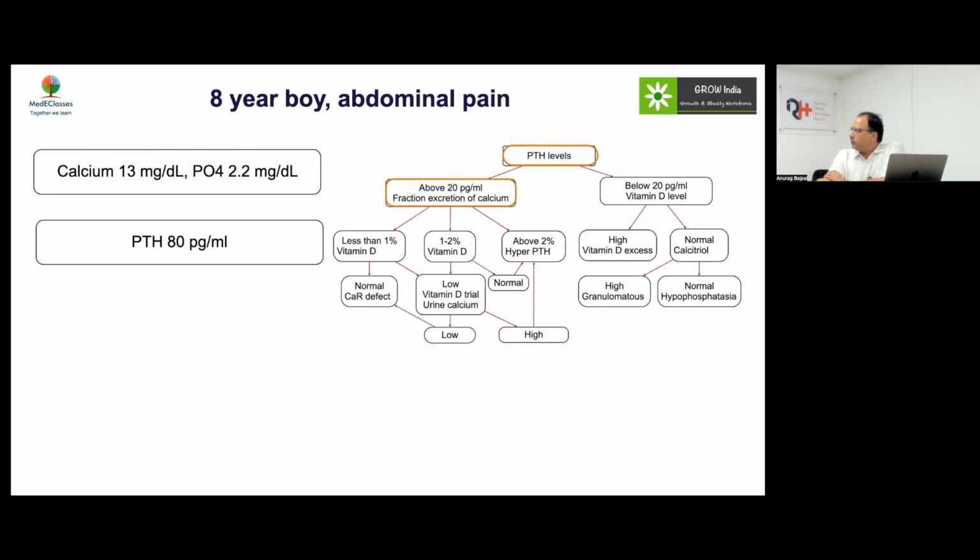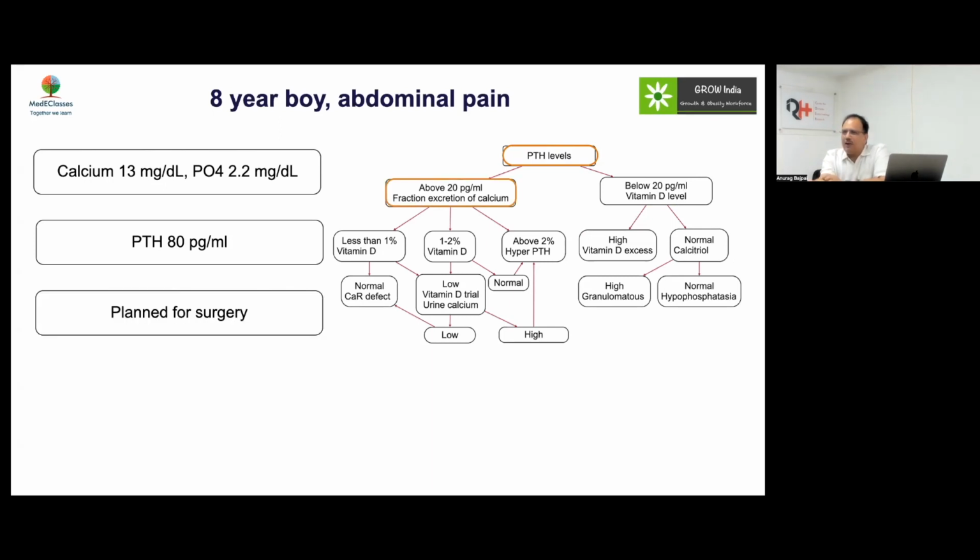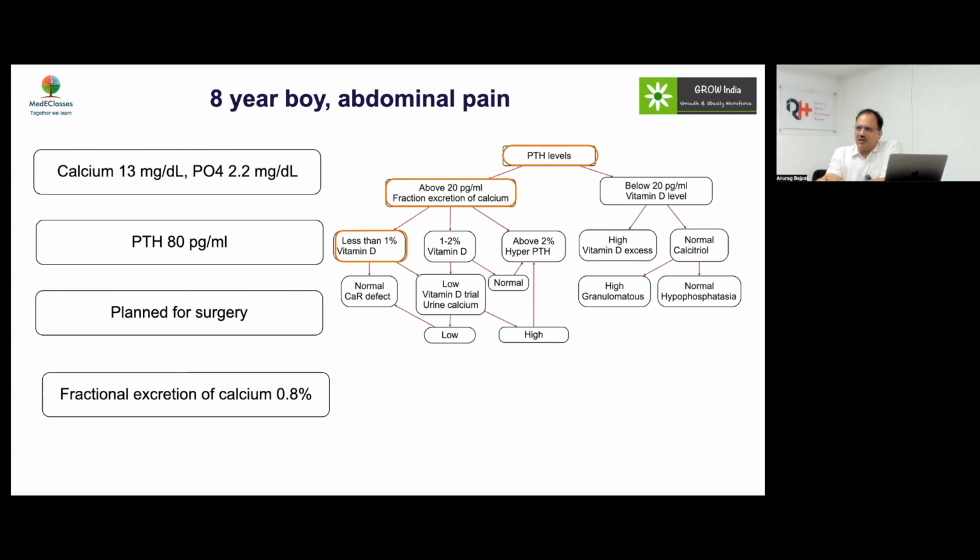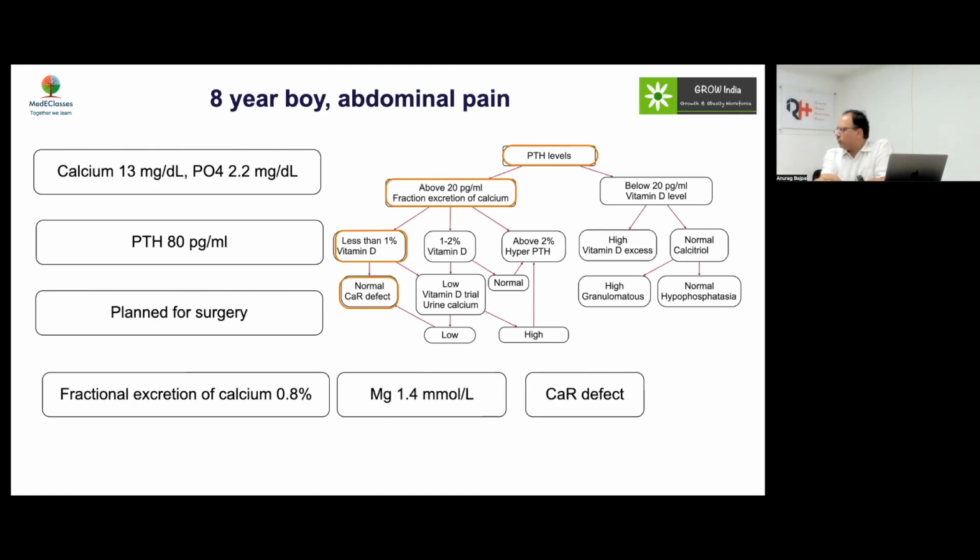PTH dependent cause. So now in this scenario, he was planned for surgery, but when you did the urinary excretion, it was found to be low. So what it suggests basically is that this is probably related to a calcium sensing receptor defect rather than a primary hyperparathyroidism. Magnesium here was also on the higher side, suggesting a calcium sensing receptor defect.